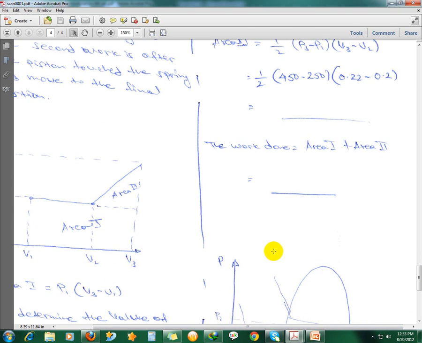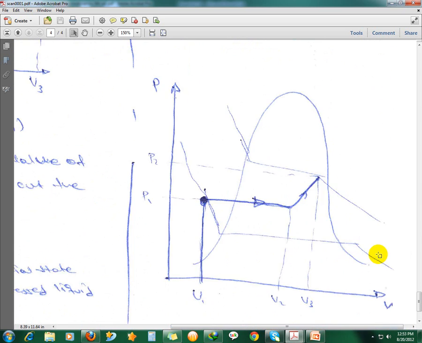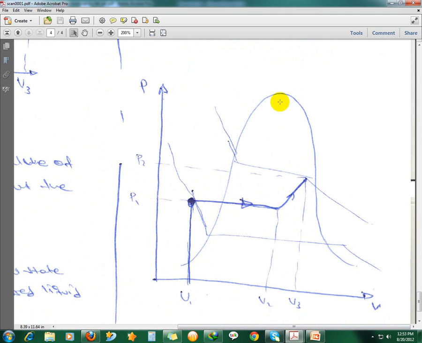Now let's plot the process on a PV diagram. On the PV diagram, first we have the saturation line, saturated liquid, critical point, and saturated vapor line. At stage 1, the phase is compressed liquid, so the process starts around here in the compressed liquid region. Then from stage 1 up to stage 2, it's a constant pressure process, so we have a horizontal line.